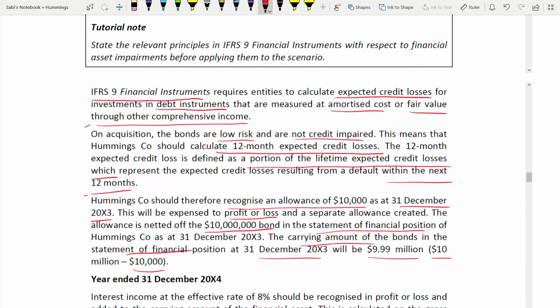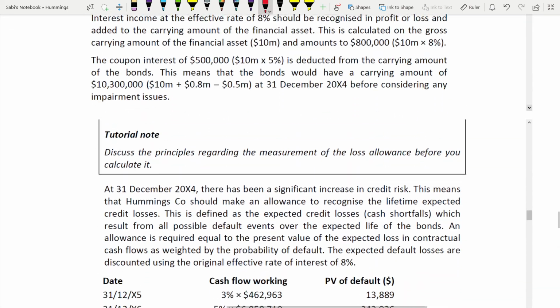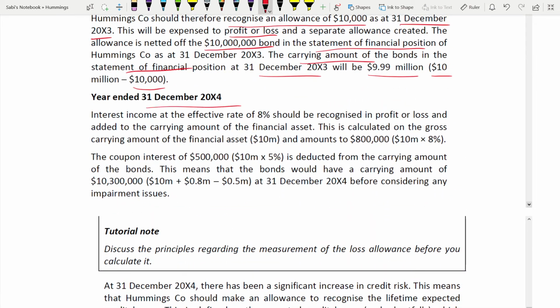Okay. Now we are coming to 31st December 2004. At this date, interest income. Because whenever you are having a debt, a bond and all, you are also receiving cash flow, the principal amount as well as the interest income. So how do you calculate that interest income? Based on that effective rate 8%, not the 5%. 5% is the coupon rate. You have to pay the interest. But interest income is the effective rate of 8%.